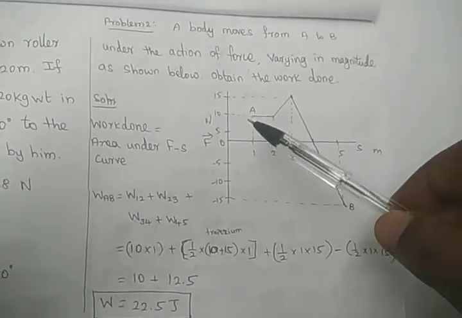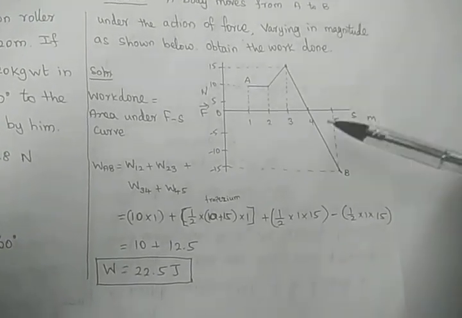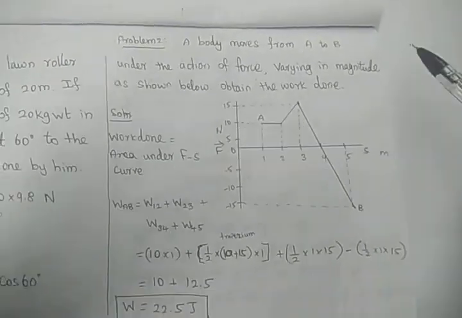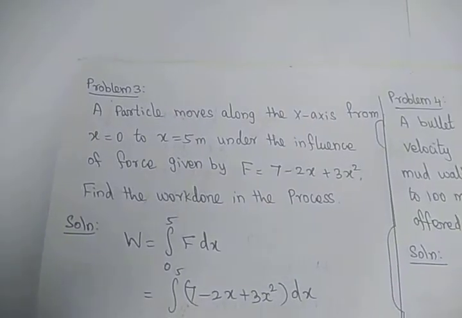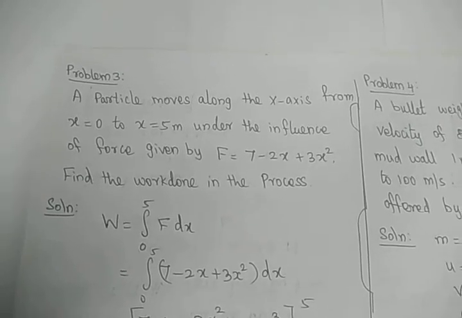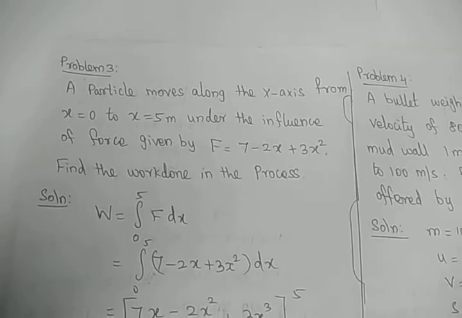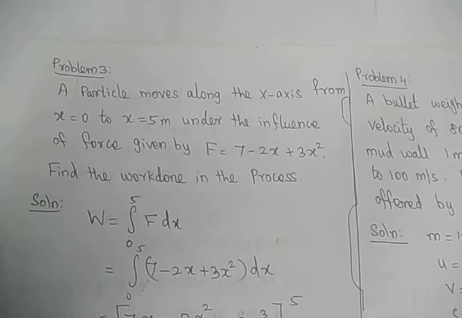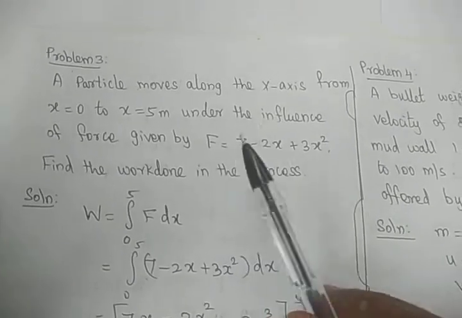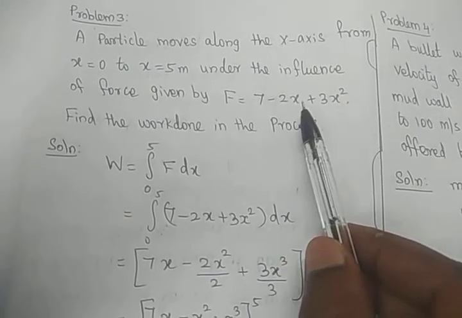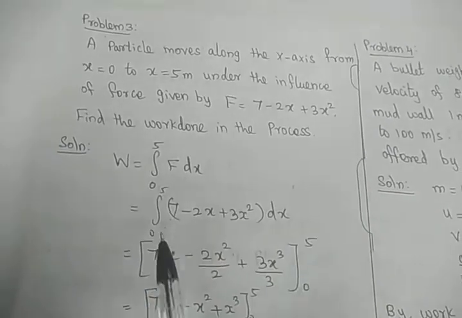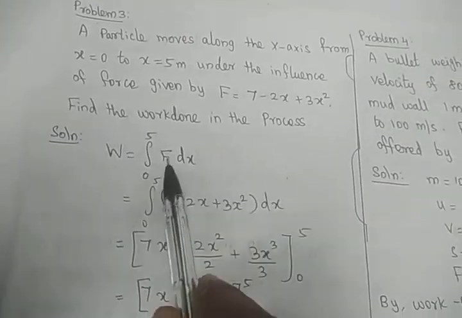So very simple, students. We have to measure the area under the curve. That area under the curve represents the work done by the body. Next problem. A particle moves along the x-axis from x equal to 0 to x equal to 5 meter. That means initially the body is at position 0 and it will displace to position 5 meter. That means the displacement is 5 meter. Under the influence of the force F equal to 7 minus 2x plus 3x squared, we have to use integration for solving this problem. Find the work done. So work done is equal to integral F dx.